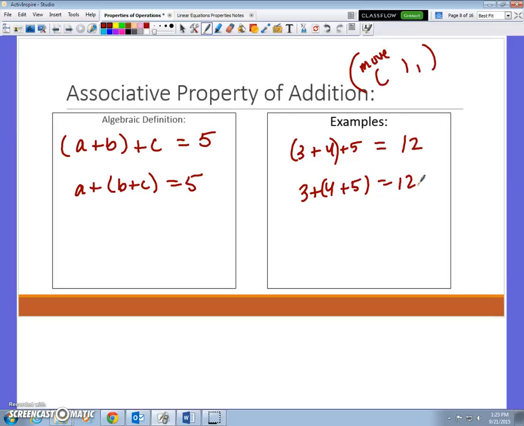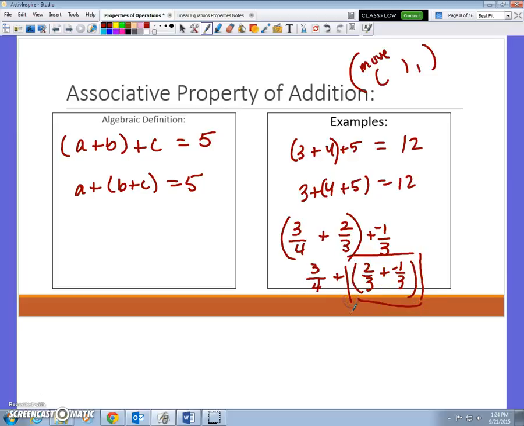The nice thing about this property, though, is if I had like 3/4 plus 2/3 minus 1/3, like that, instead of having my parentheses there, or I could do a plus and negative 1/3, it would be much better if I looked at this part of the problem first, because they're already like terms. It's going to save me some time. So that's what the associative property really is used for, is putting terms that you like together and adding them together first. Okay?